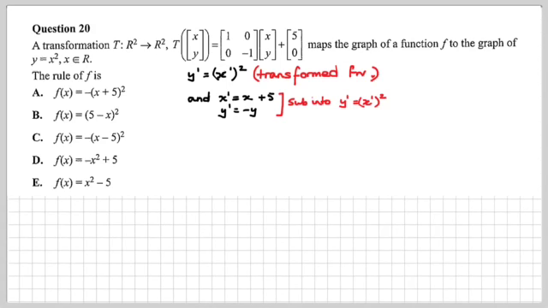So all we've got to do, guys, is substitute this x dashed, which is really this. In other words, we'll put x plus 5 in here for x dashed, and we're going to put minus y up here for y dashed, and that'll get us the original function.